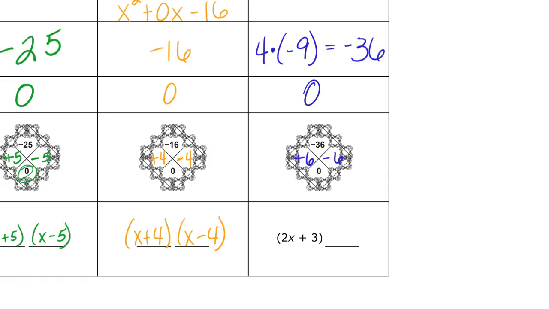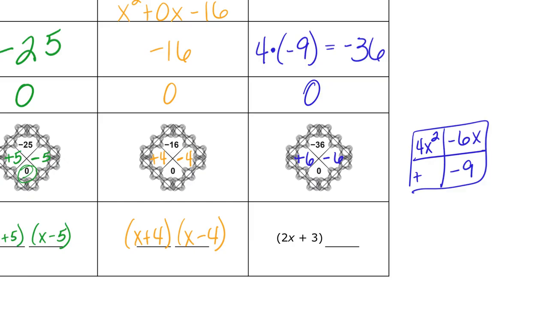So this one is a little bit trickier because it's saying 2x plus 3. So this is where we would have to go to our box and put this in here. 4x squared, the original, minus 9, and then we would have negative 6x and positive 6x in order to figure out what the two binomials would be.